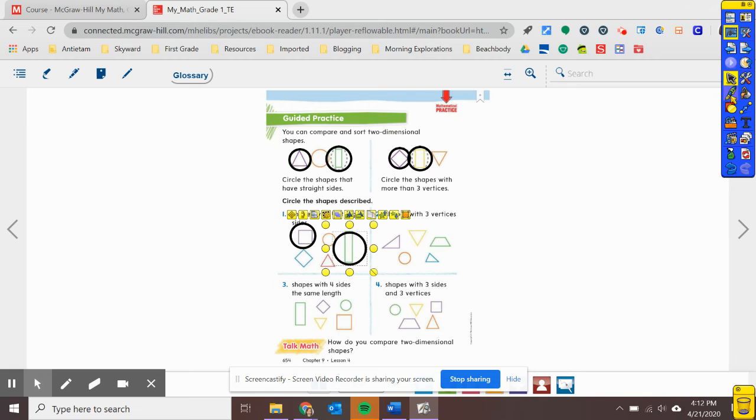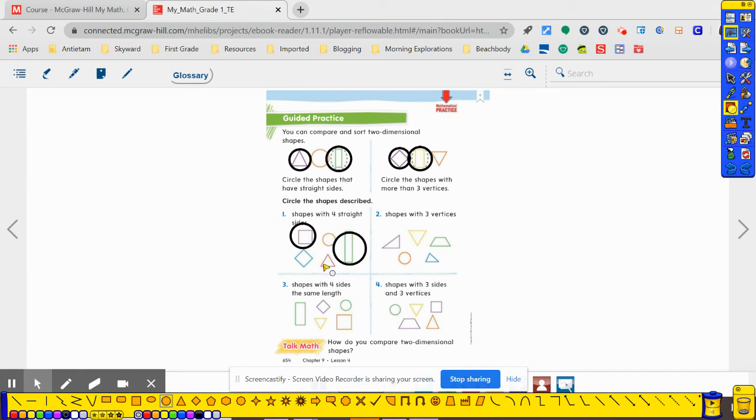There we go. And nope, not a triangle. Triangle only has 3. And then this square that's on its side. So you should have those 3 shapes circled.